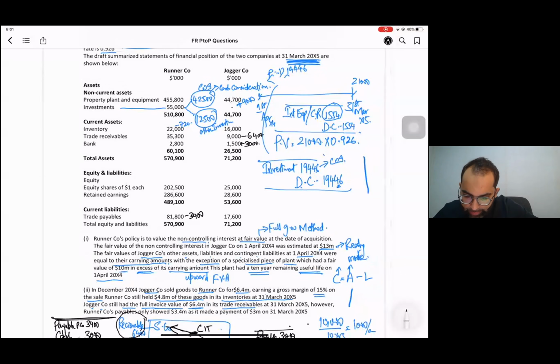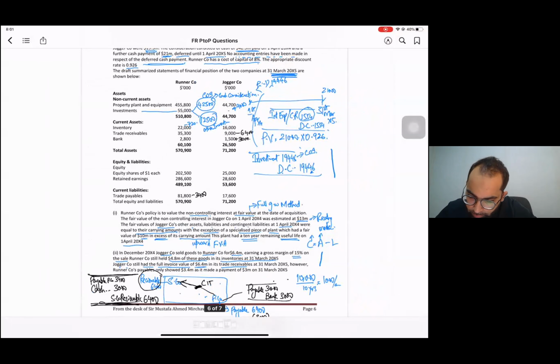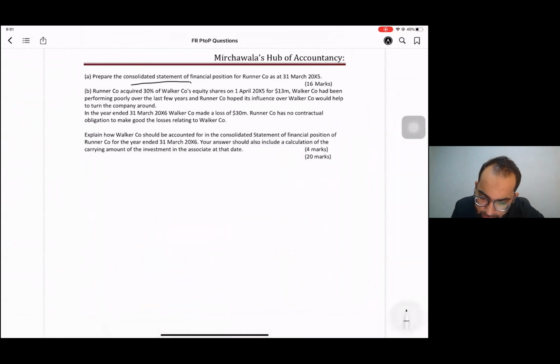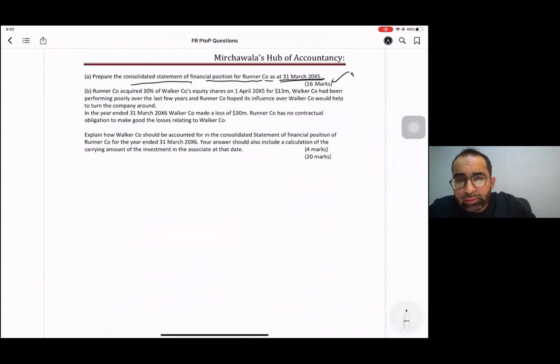Now, let's see if anything is left or not. That's it. Prepare a consolidated statement of financial position of Runner company at 31st March X5, 16 marks. These are the latest past papers, and latest past papers are very ordinary. If you are focused, and you have prepared your exam document, your exam folder, then you can easily do it. So let's move on to the Excel sheet, and let me do it. I hope you have the question with you.